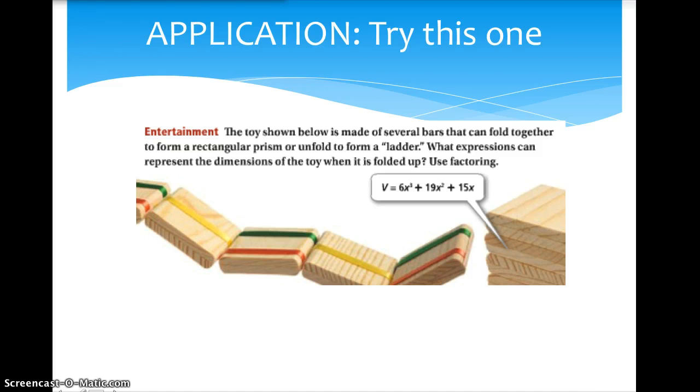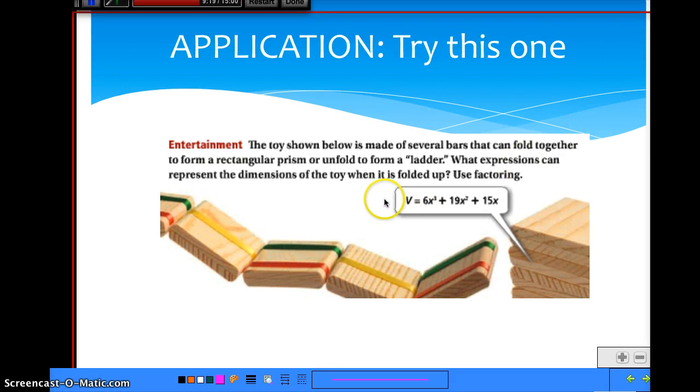Okay, so this is the last screen for 8.8. It says the toy shown below is made of several bars that can fold together to form a rectangular prism or unfold to form a ladder. What expressions can be represented by the dimensions of the toy when it is folded up? Use factoring. Interesting enough. Do you see this problem, guys?